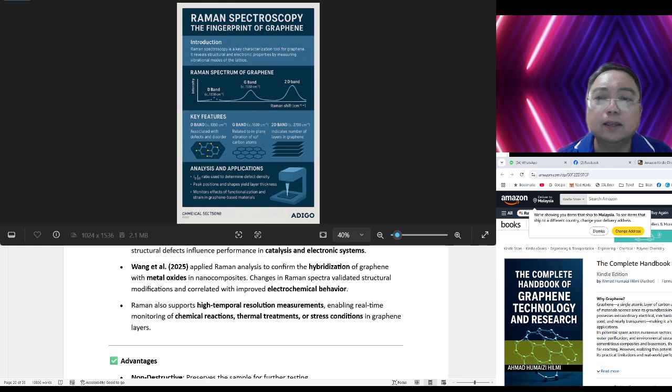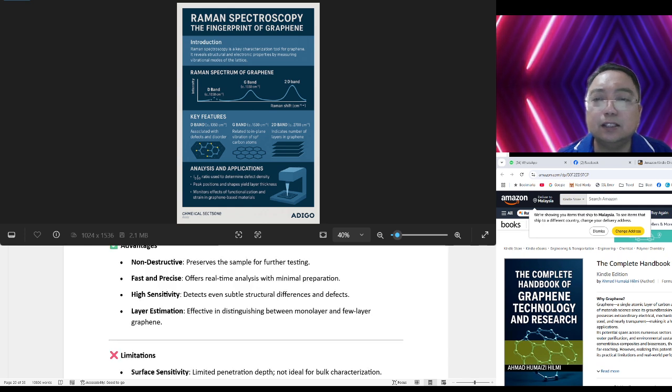Advantages: it is non-destructive, so it can preserve the sample for further testing. It is fast and precise, offering real-time analysis with minimal preparation. High sensitivity: it detects even subtle structural differences and defects. And layer estimation: it is effective in distinguishing between monolayer and few-layer graphene.